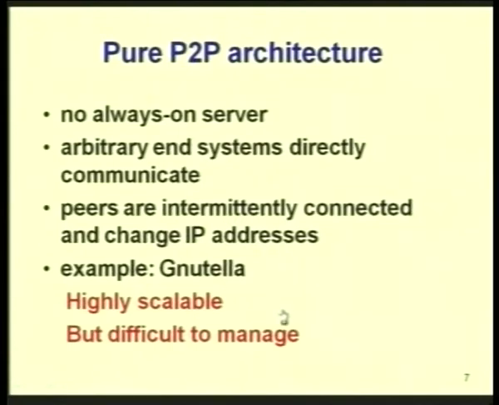Example is Gnutella, which is highly scalable. Typically the problem with P2P architectures is that they are a little difficult to manage. They are highly scalable, which is their major advantage, but they are difficult to manage.